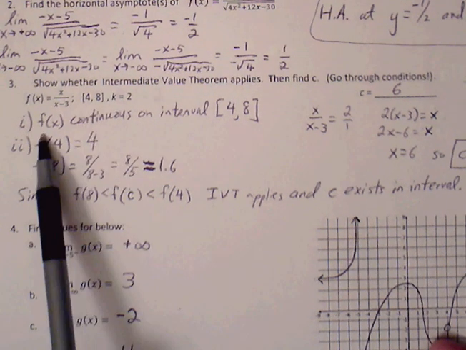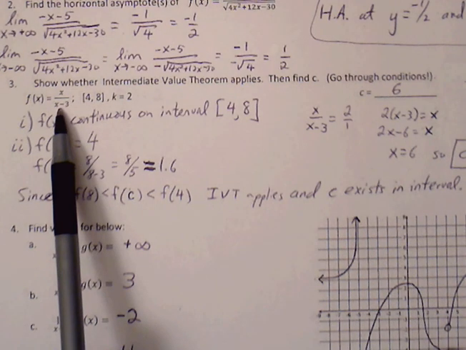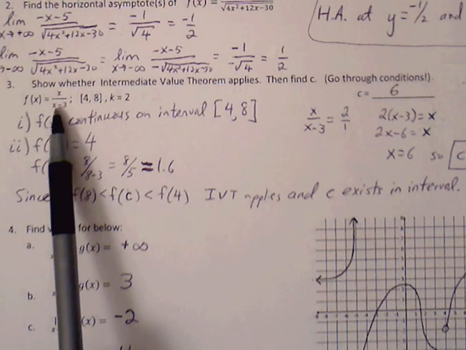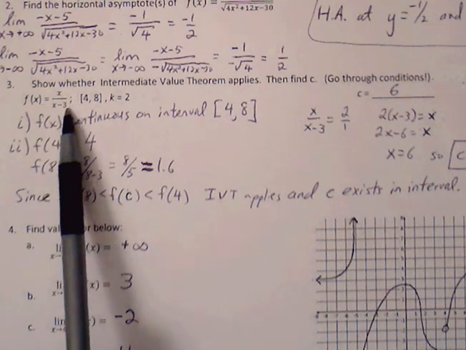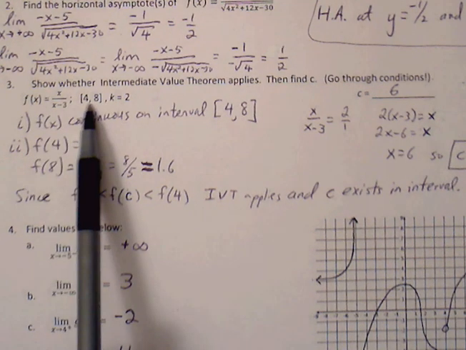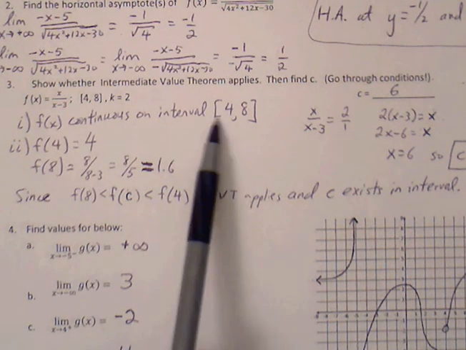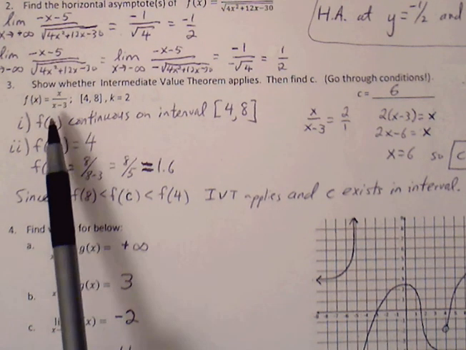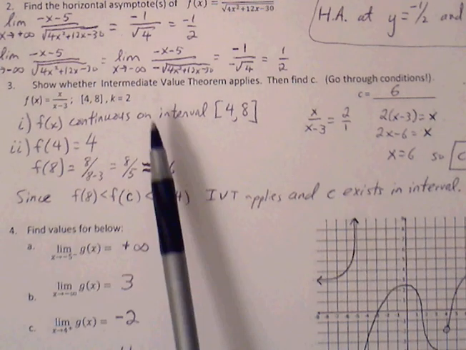so we can guarantee that the graph is going to cross the y value of 2 at some point between the endpoints. Okay, so first, we see that there's a vertical asymptote at x equals 3, and so it's possible that the function may not be continuous within our interval. However, 3 is sitting outside the interval of our endpoints, 4 through 8. So we can say that our function is continuous on the interval 4 through 8, because even though there is a break in the graph, that break is not affecting our interval.